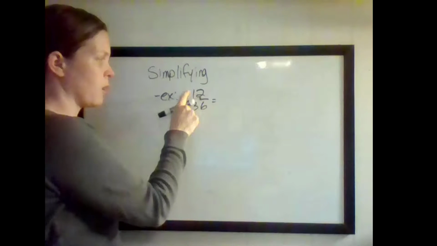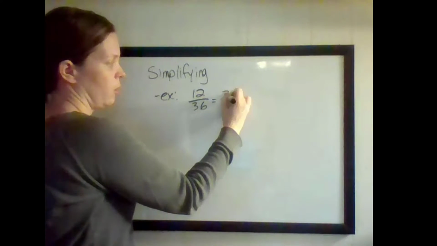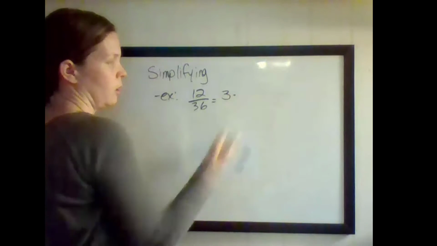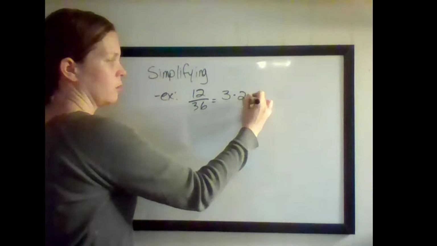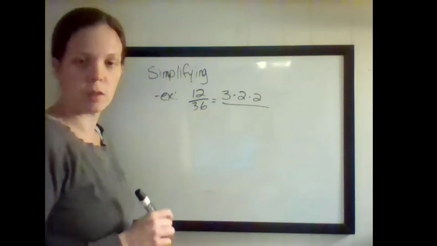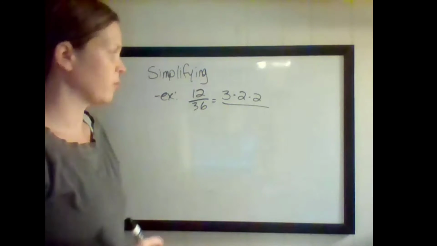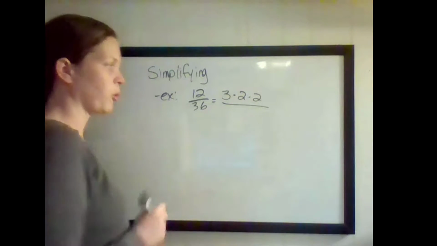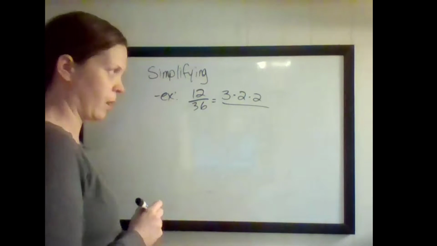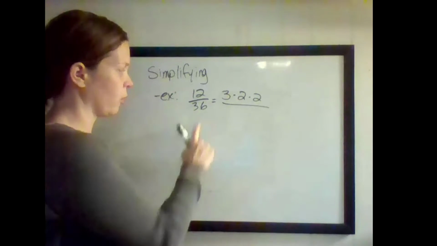So if I think about how I can break down 12, well, 3 times 4, so I'm going to write 3, but then 4 can be broken down still to 2 times 2. 3 times 2 times 2, that's 12. So this is bringing it down to the product of prime factors. So 12 broken down to all of its prime factors would be 3 times 2 times 2, or a different order.